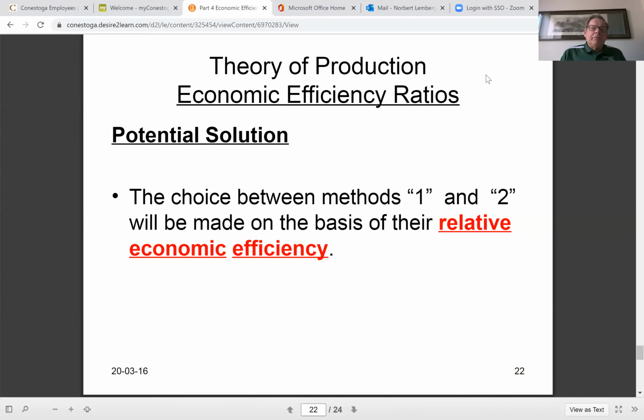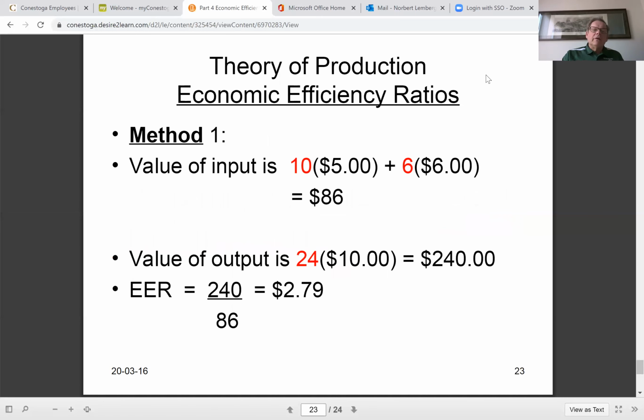So the potential solution is the choice between method 1 and 2 will be made on the basis of their relative economic efficiency ratio. So the value of the input would be 10 times $5 plus 6 times 6, which equals 86. And the value of the output is 24 times 10, which is $240. So the value of the output divided by the value of the input here will return $2.79.